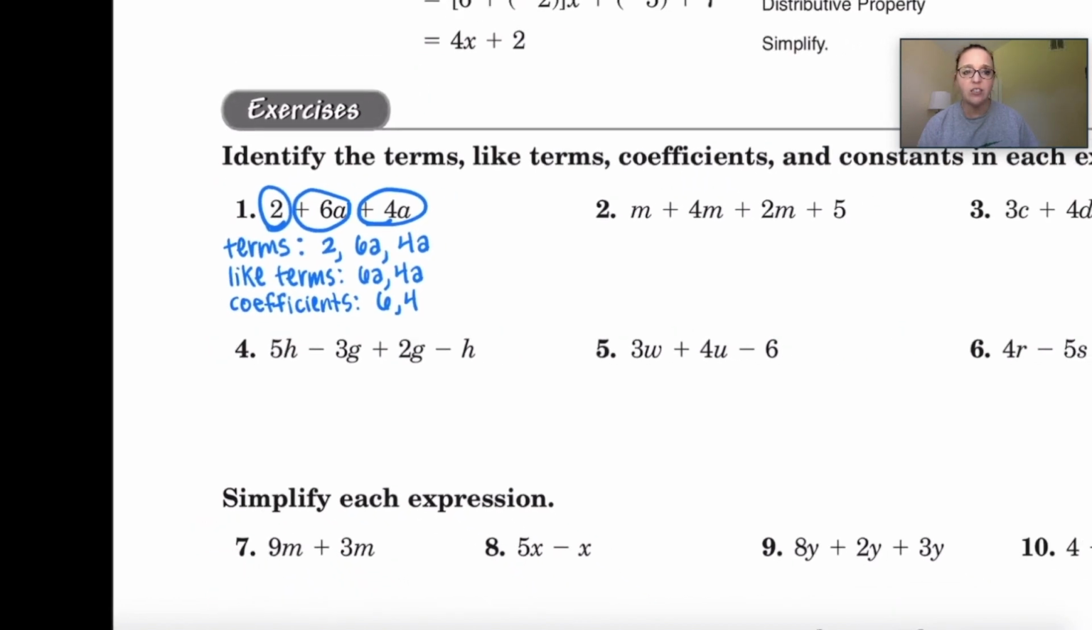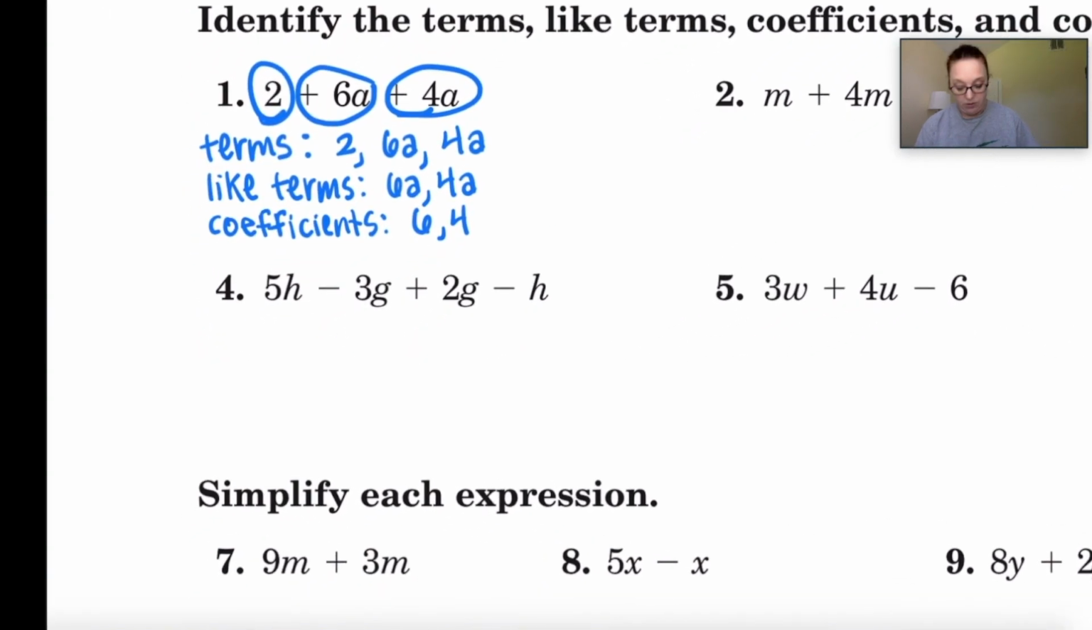And we also need to identify constants. And again, sometimes there may not be any constants. In this case, there are. 2 is a constant. So the constant is a term that just doesn't have a variable attached to it. So 2 would be a constant.